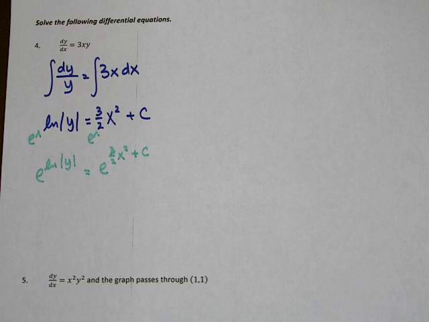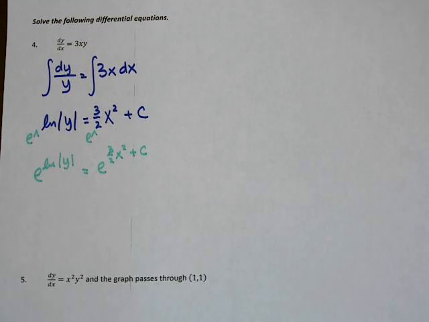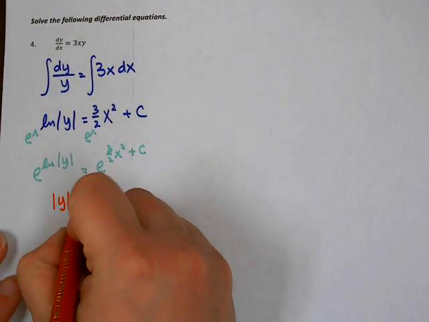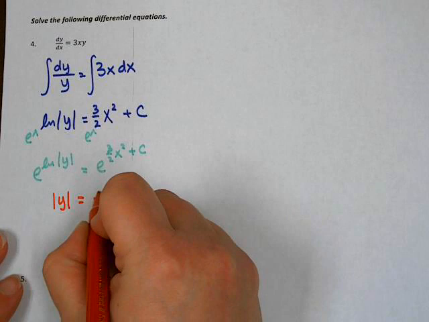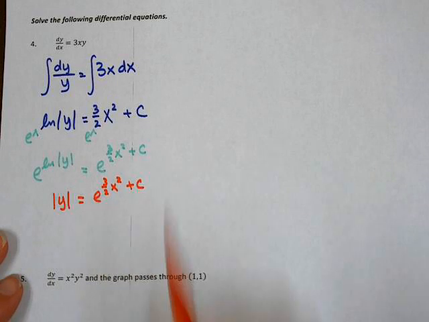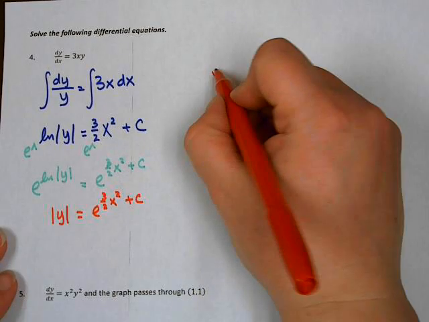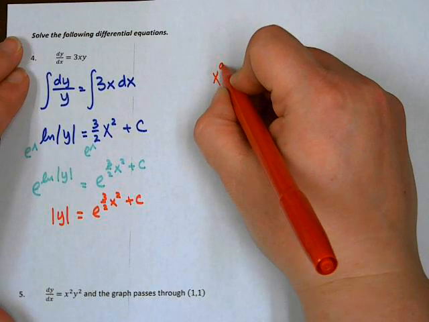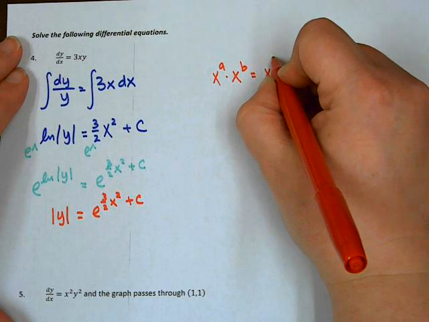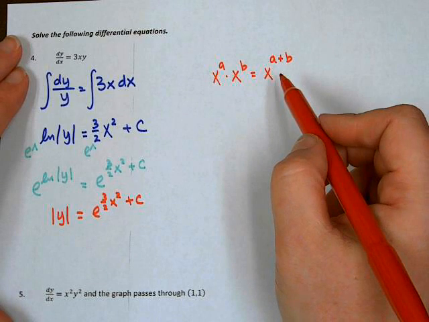Now, we know that e to the natural log of the absolute value of y really just becomes the absolute value of y, and that's going to equal e to the 3/2 x squared plus c. Now, as a quick reminder, if we have x to the a times x to the b, that means we're going to add the exponents. Multiplying two things of the same base, we add the exponents.